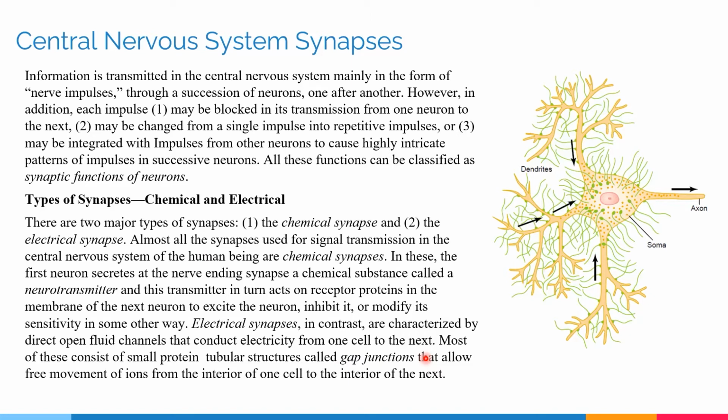Thus, when an action potential occurs in the presynaptic neuron, there is no need for any neurotransmitter to be released, as the action potential can easily travel through the adjoining membrane and the cytoplasm of the presynaptic neuron to the postsynaptic neuron. And this is how electrical synapses function.